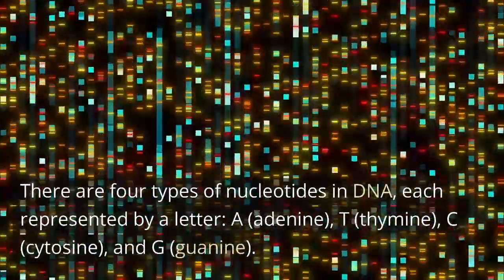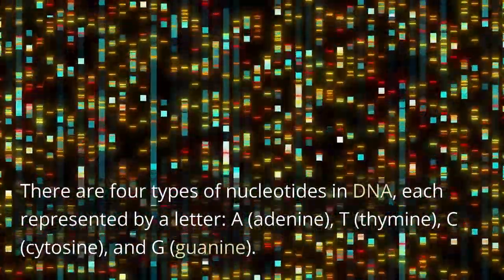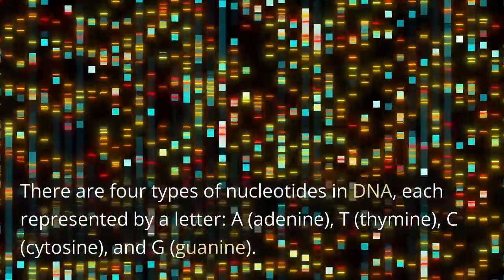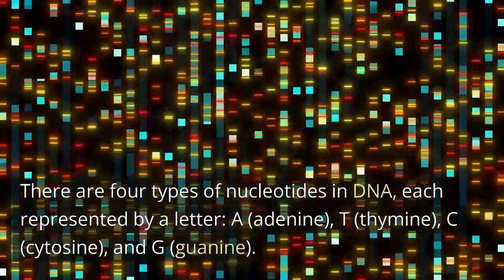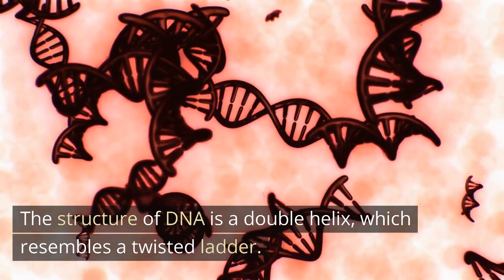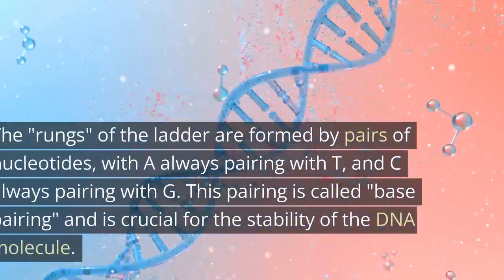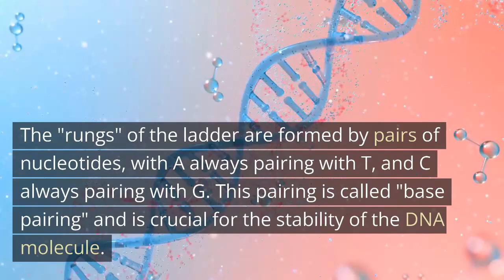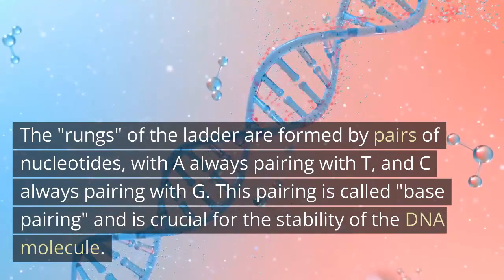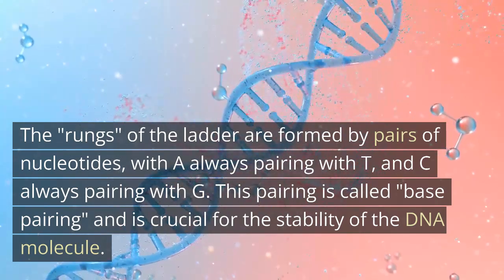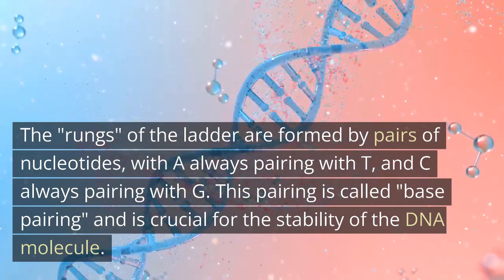DNA is made up of a long chain of nucleotides, which are the building blocks of the molecule. There are 4 types of nucleotides in DNA, each represented by a letter: A, adenine; T, thymine; C, cytosine; and G, guanine. The structure of DNA is a double helix, which resembles a twisted ladder. The rungs of the ladder are formed by pairs of nucleotides, with A always pairing with T, and C always pairing with G. This pairing is called base pairing, and is crucial for the stability of the DNA molecule.